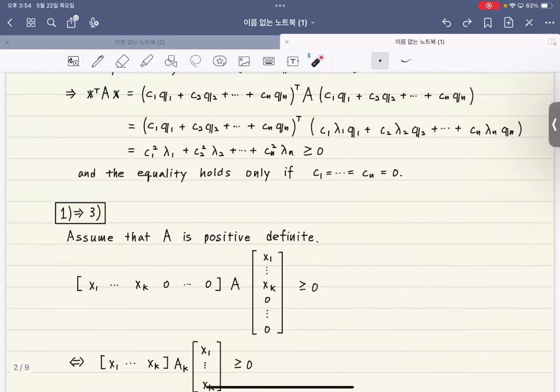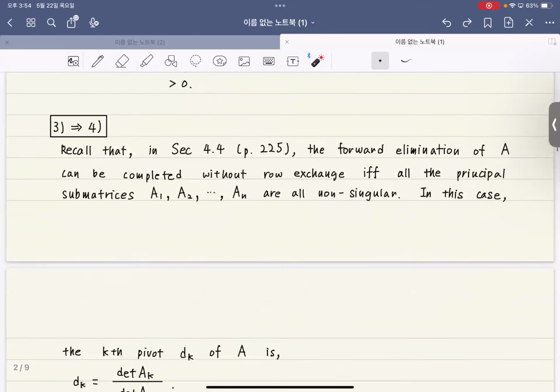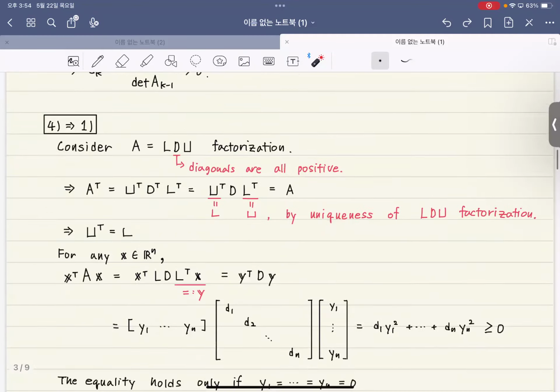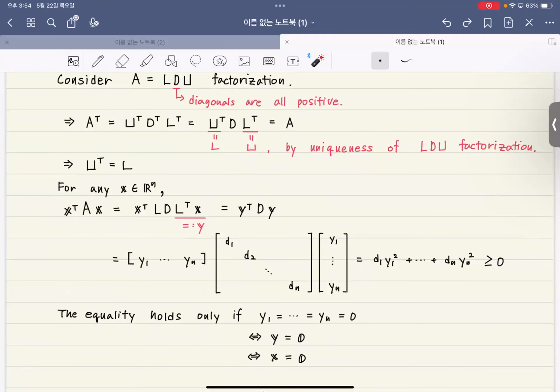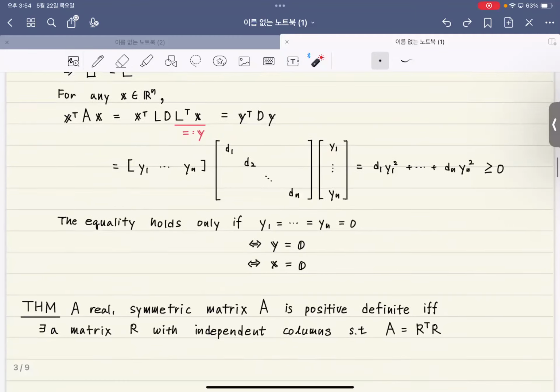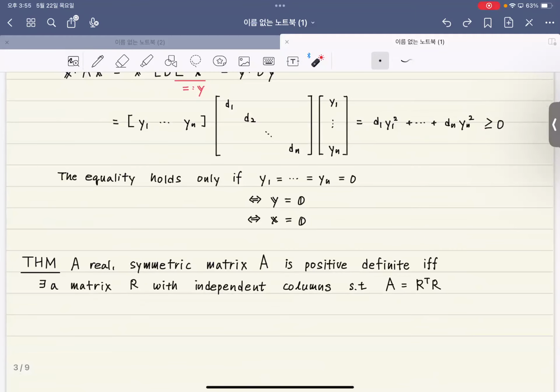Okay, so end of digression. So we now have 3 criteria to tell if a matrix is positive definite, but just one more criterion to go. This theorem also tells us another criterion that tells us if any given matrix is positive definite or not.